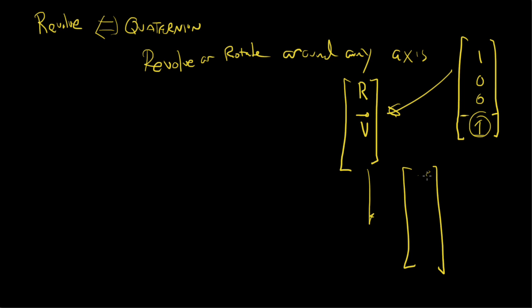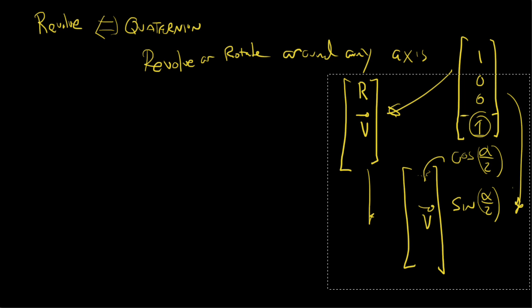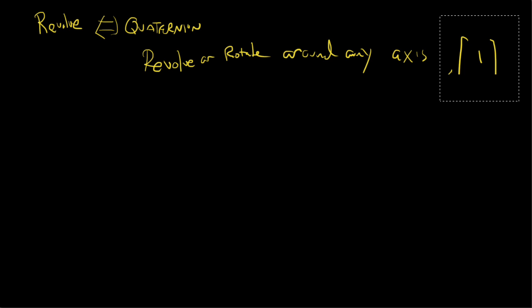And you'll see later that the real value is equal to the cosine of the angle of revolution divided by 2. And then the vector part is going to be the sine of the rotation angle divided by 2 times the vector of the axis. Okay, that's a lot of stuff maybe you didn't need to know, but the fact is we're going to start using four dimensions, or quaternions, so we don't get involved in something called gimbal lock. So revolve is quaternion.